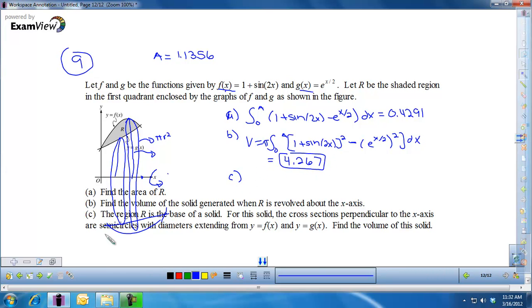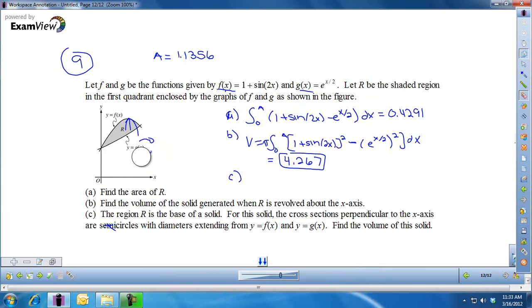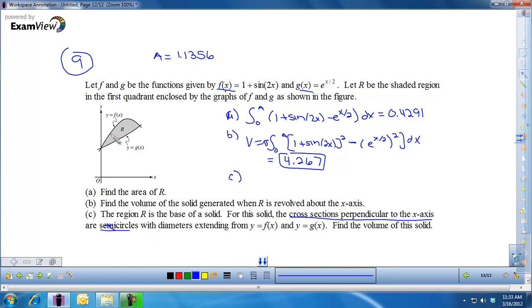Okay, part C says the region R is the base of a solid, but this time we're going to have cross sections perpendicular to the x-axis that are semicircles. So basically these right here, cross sections, they're semicircles. So here's my semicircle. The area of the semicircle is pi r squared divided by 2. Well, this is your diameter. So your diameter is the top curve minus the bottom curve.